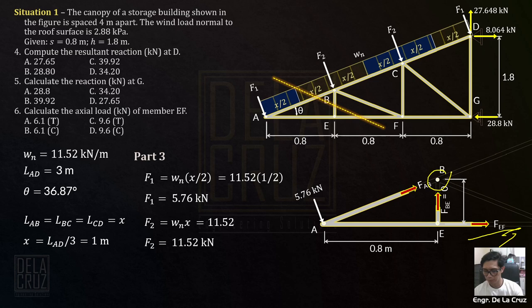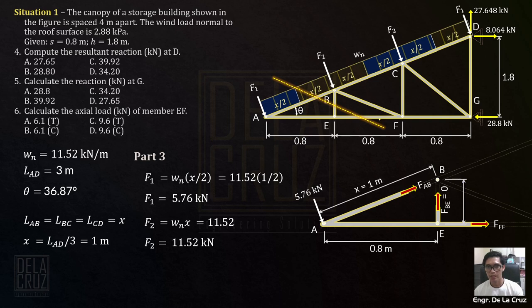magmo-moment ako kay B. Kung saan magmi-meet yung dalawang other forces para matanggal sila. No? Halimbawa lang kung merong load yan. No? Dito natin siya, magmo-moment tayo kung saan magmi-meet yung other forces. Gusto natin makuha ito. So, we need this distance. By the way, yung distance A to B is the distance X, which is 1 meter.